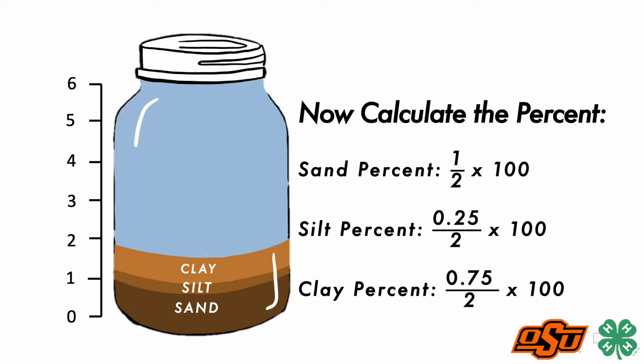Now you'll need to calculate the percent. I've already provided the formulas for you. You'll see that we have the same fraction, sand over total soil times 100. This will give you a percent. Go ahead and make the calculations now.